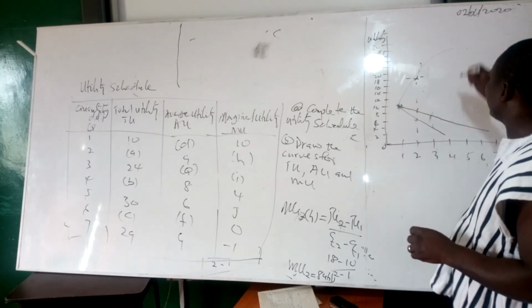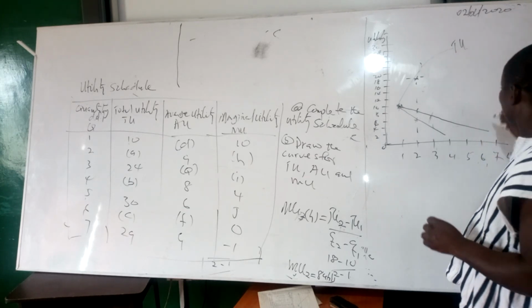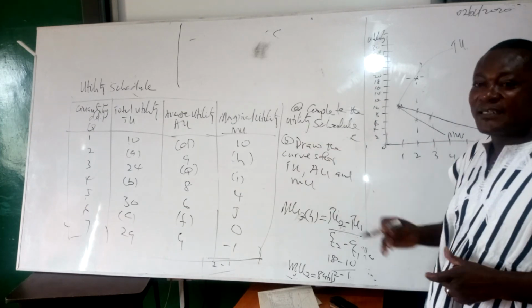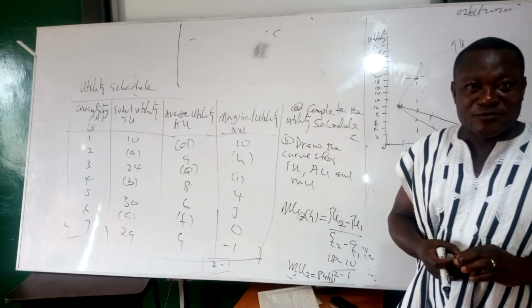And proper labeling. This one is the total utility curve, average utility curve, and marginal utility curve. Continue like that. Thank you very much. I hope this will be good for you. Thank you.